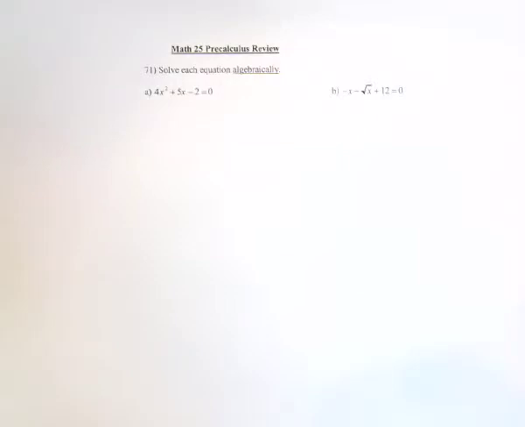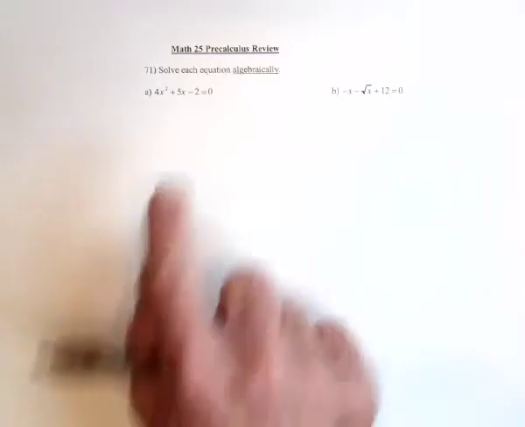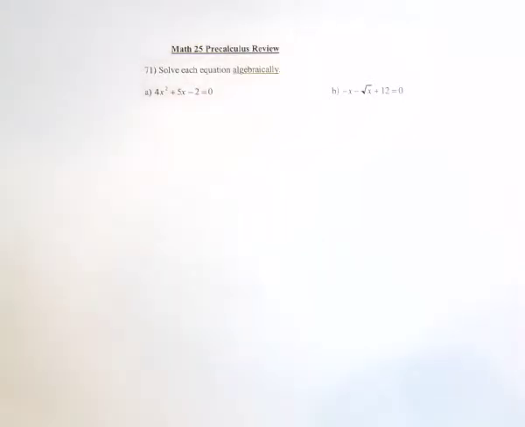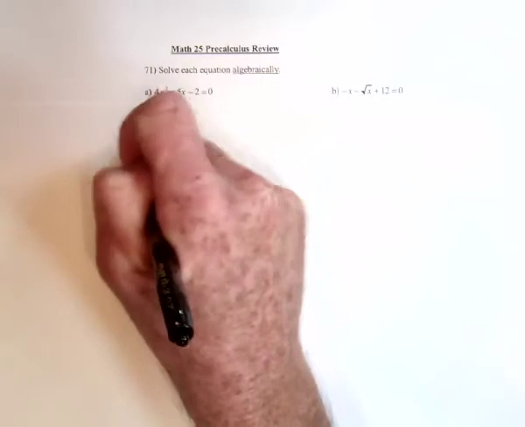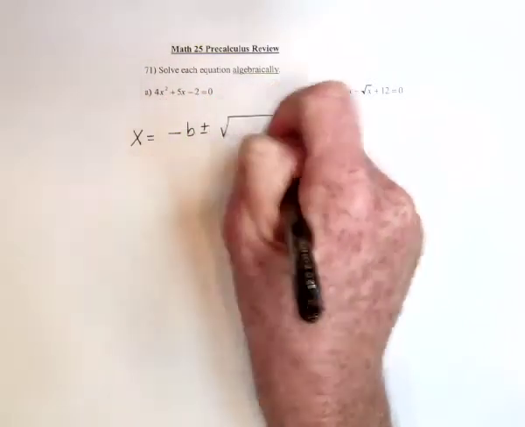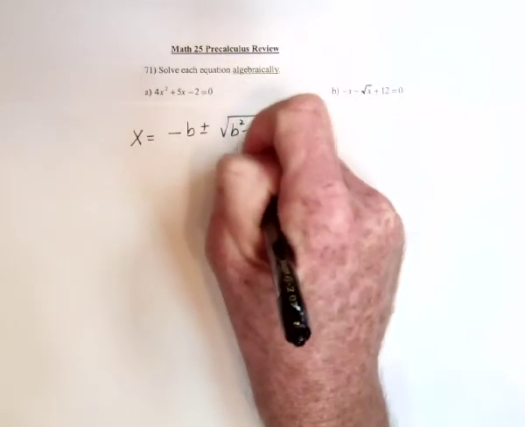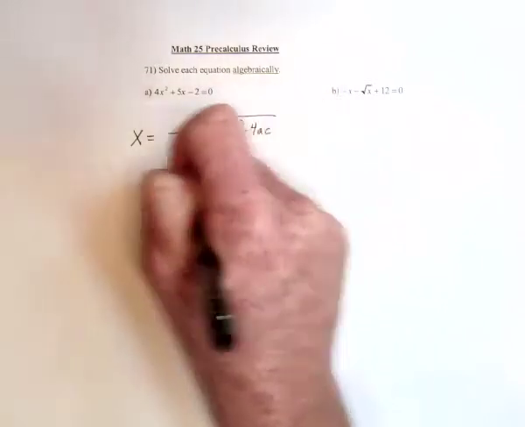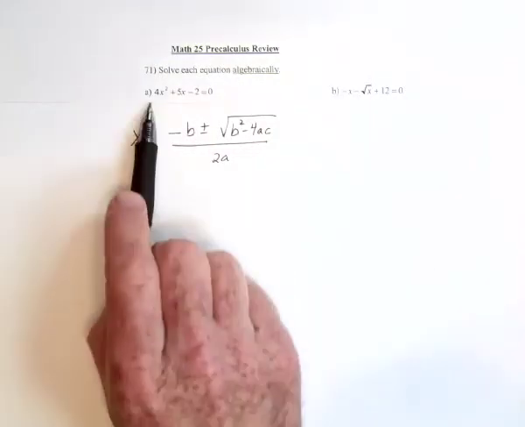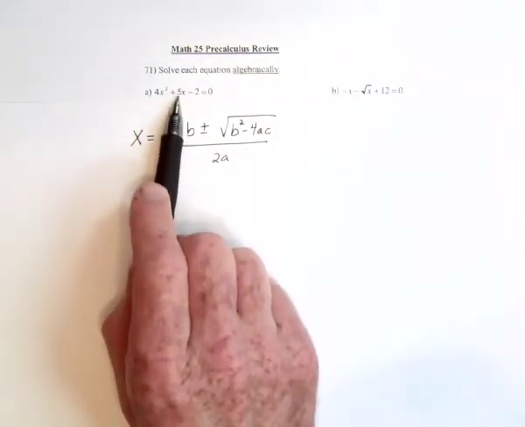Okay, now for some pre-calculus review. Solve these equations, of course using algebra. With this one right here, we're probably going to need to use the quadratic formula. So that would be x is negative b plus or minus the square root of b squared minus 4ac, divided by 2a, where this is going to be a, b, and c.